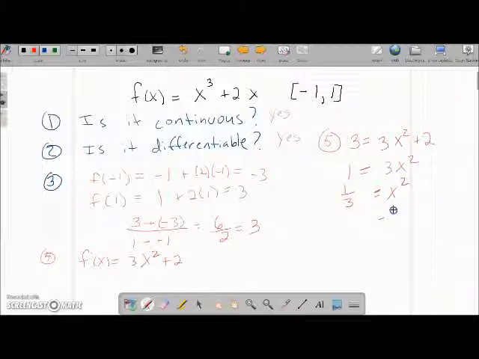So x is going to equal plus or minus the square root of 1/3. Okay. And you have to double check and make sure that this point right here is actually in this interval, and it is.